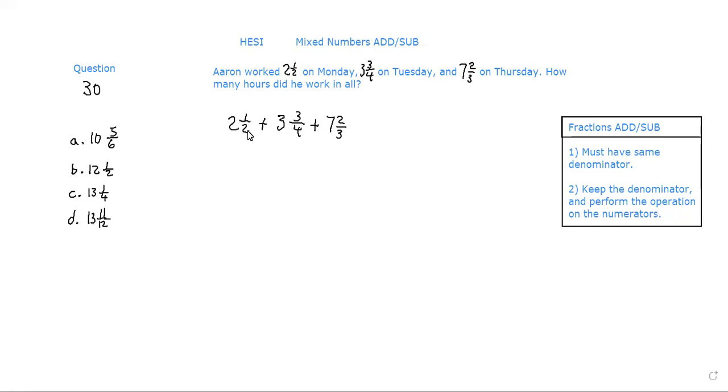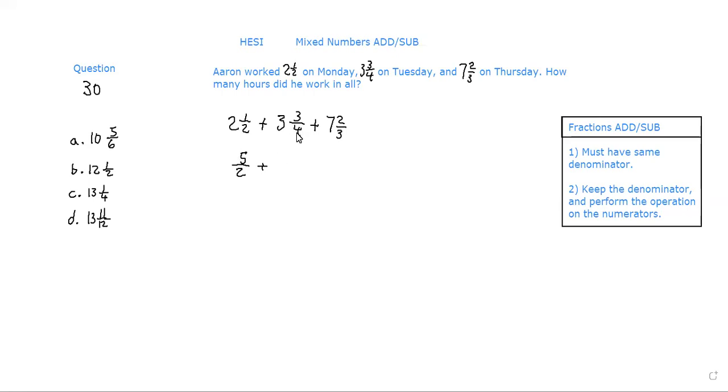So that sounds like a confusing thing, but it's really simple. The denominator, 2, times the whole number 2 is 4, plus 1 on the top is 5. So we're going to write that 5 over the original denominator of 2. And that's how you do it. So let's do it for the other two fractions now.